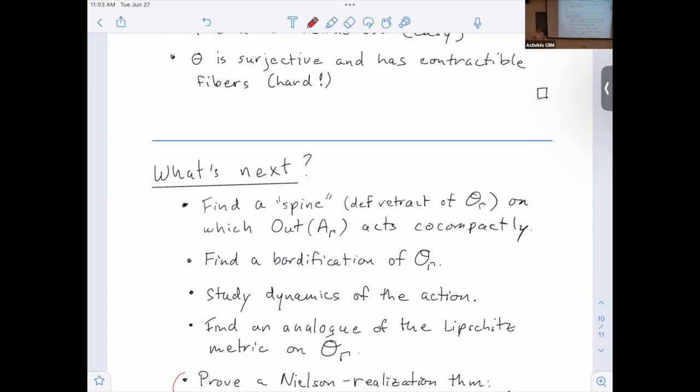More recently, there's been a lot of work on the Lipschitz metric on outer space for the free group, which is a non-symmetric metric, but nevertheless you can do a lot of interesting things with it. So is there a natural Lipschitz metric we could put on this and study similar questions for these more general groups?